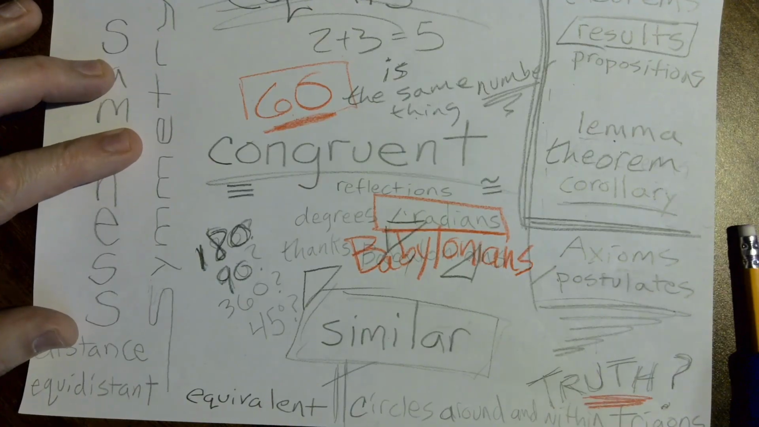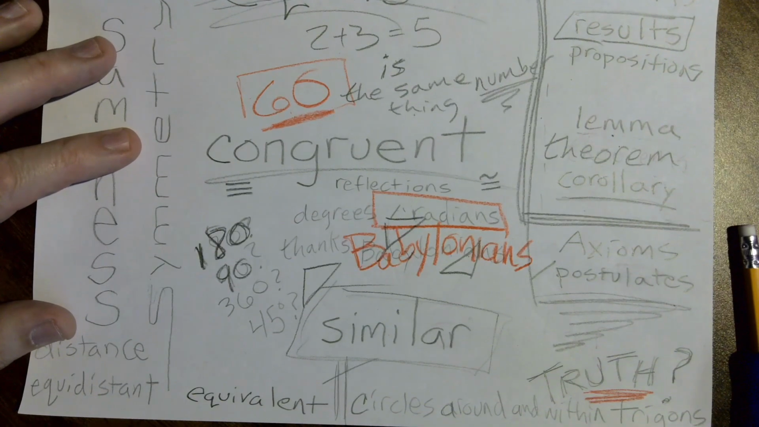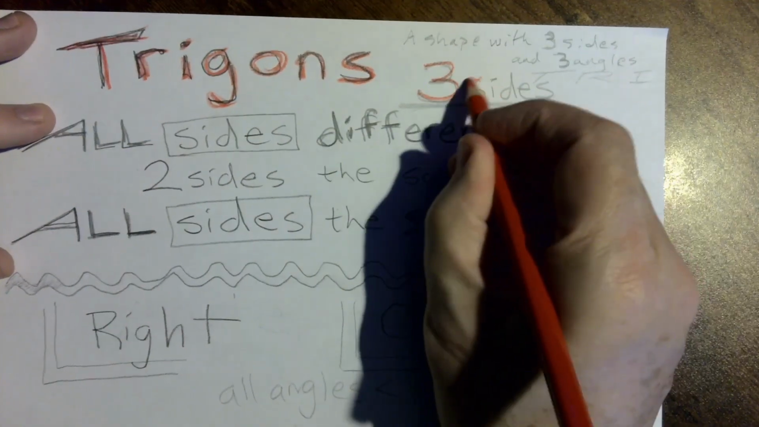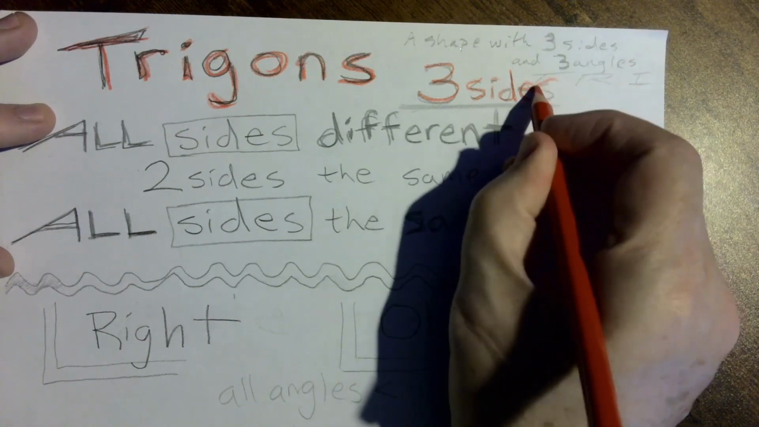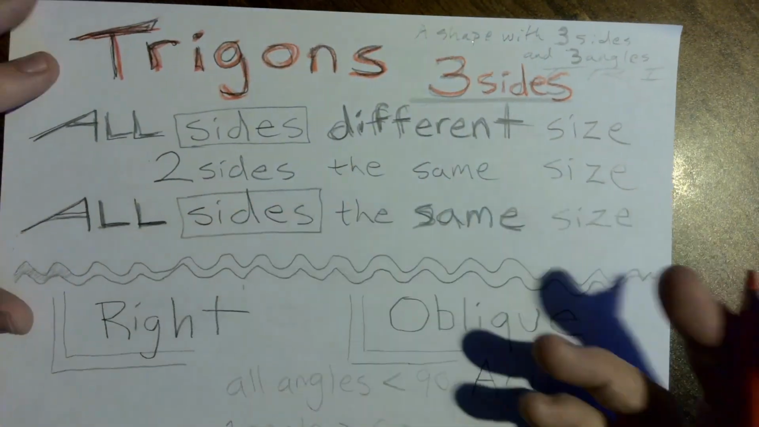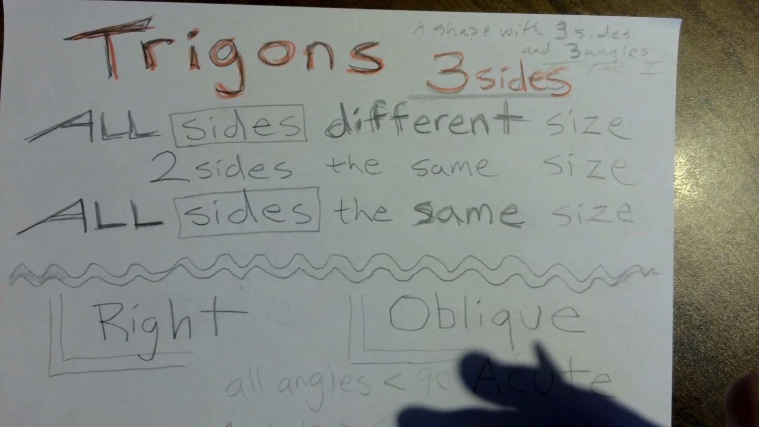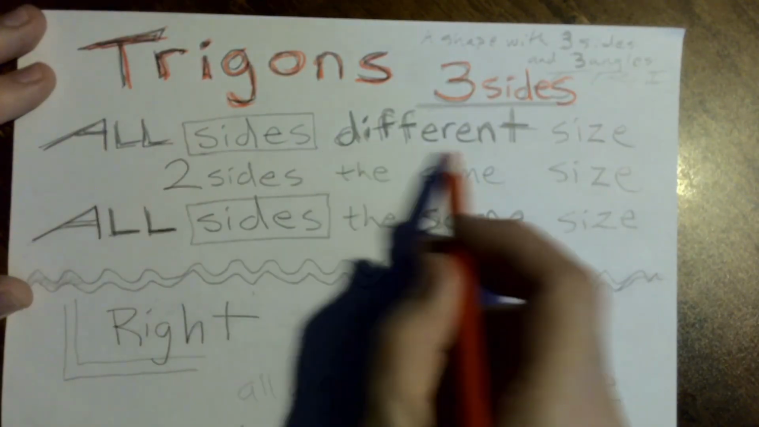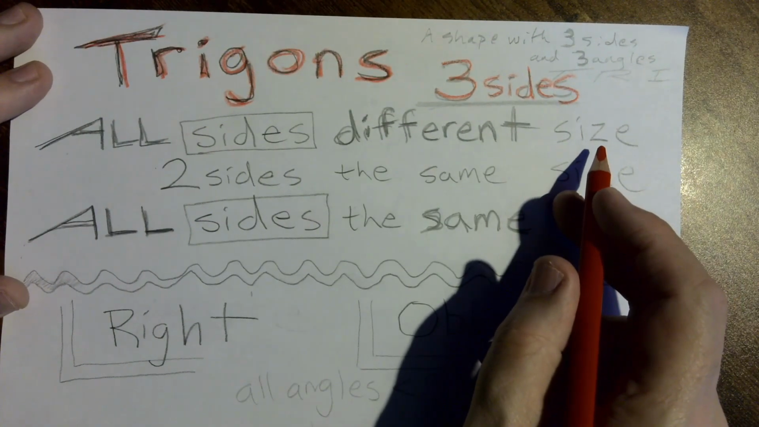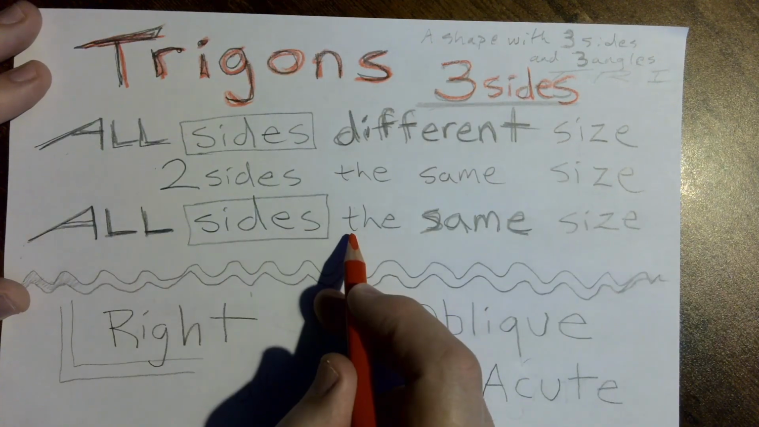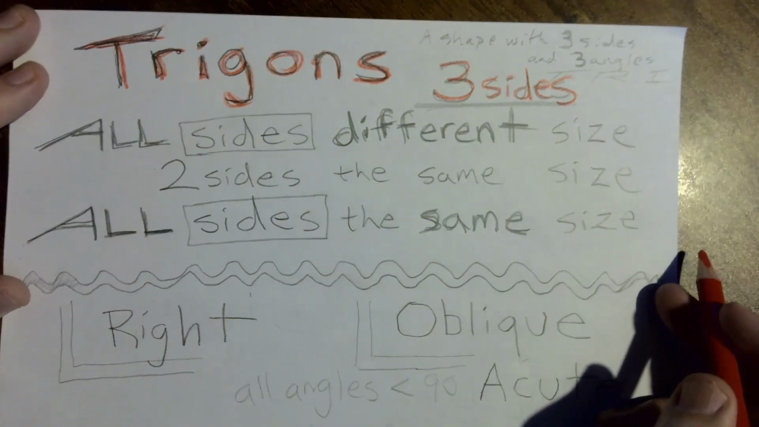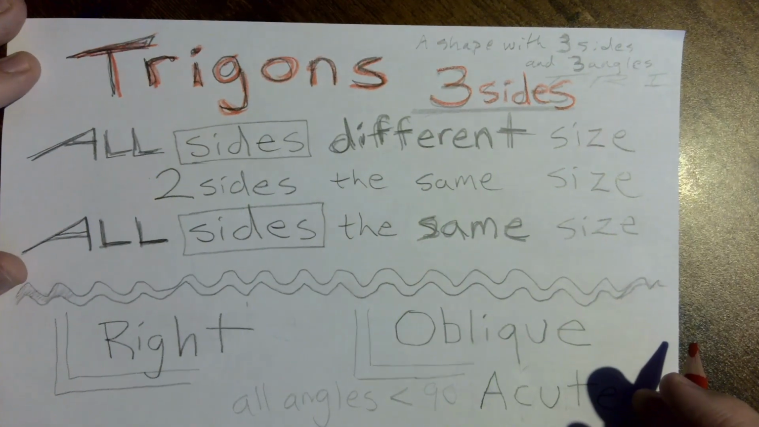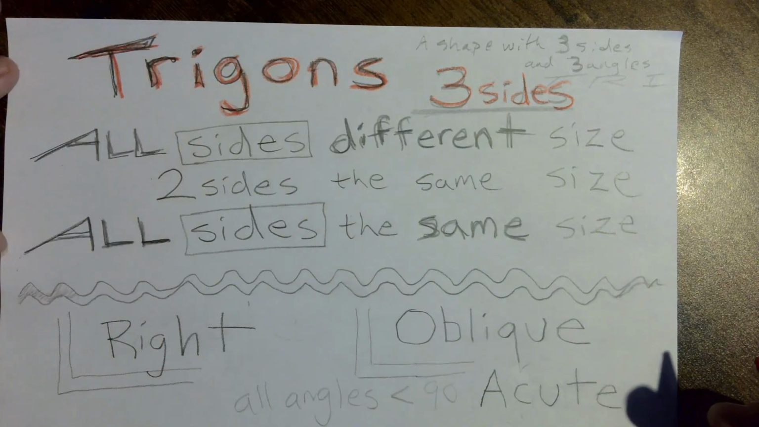And ultimately, we got to get to talking about truth. Trigons are shapes with three sides. Three sides to a trigon. And there's basically just three situations you can have with those sides. Either all sides are different size, a different length, or all sides are the same length. They're the same measurement. Or two sides are the same size. You might call that an isosceles trigon.